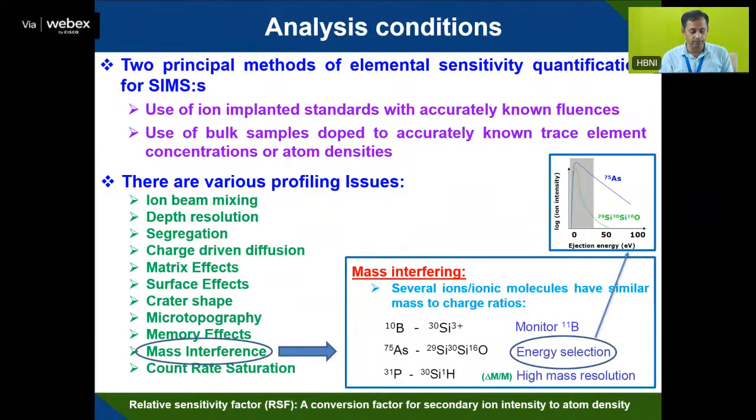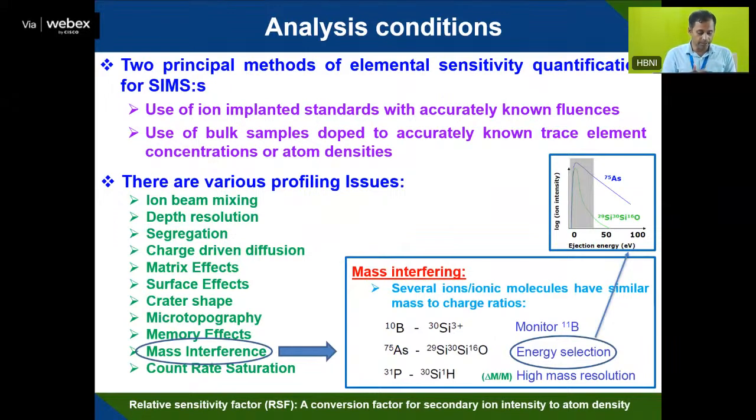If you go for quantification, you have to use an ion implantation standard, a particular standard with a known fluence, so that by comparison with the standard you can identify the element. Or you can use a bulk sample doped with an accurately known trace element. When you compare with that, elemental quantification can be done. And there are various profiling issues like ion beam mixing, where some of the ions may be mixed, and that will cause problems.